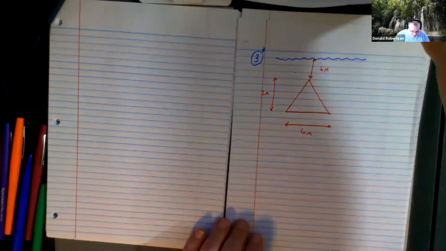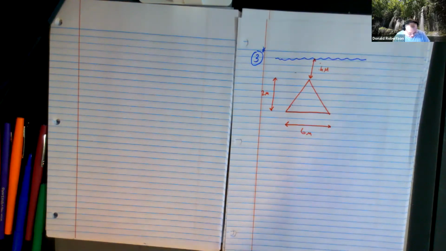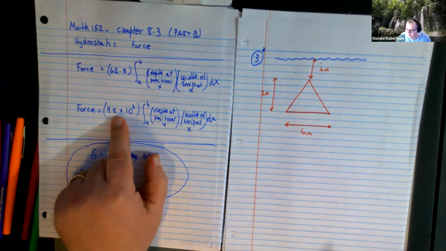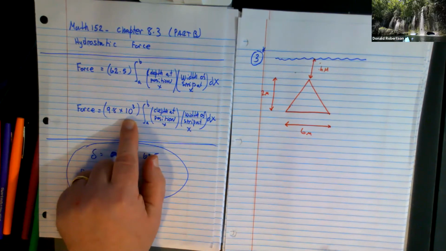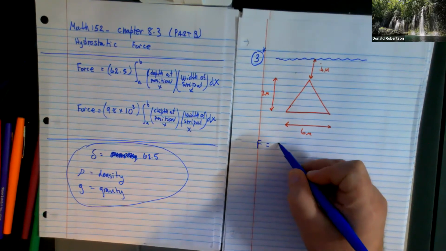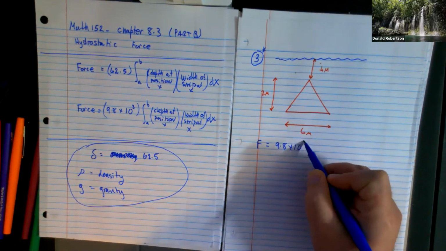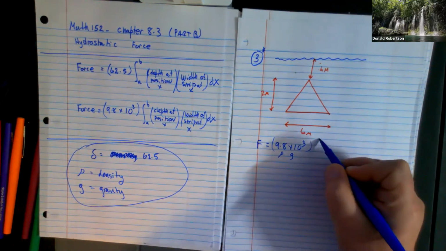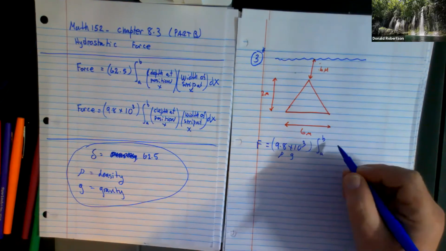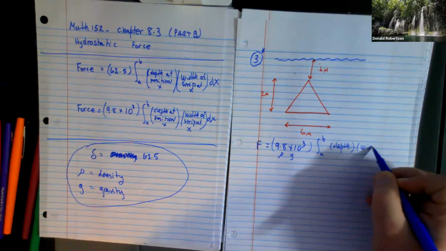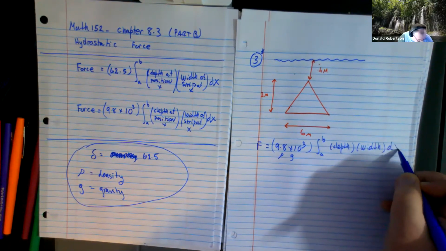Do you notice that this one's in meters? Right? So when you're in meters, isn't the magic number this fella? So the force is going to be 9.8 times 10 cubed. Very often called rho and g if you're interested. The integral from A to B, depth, width, dx.